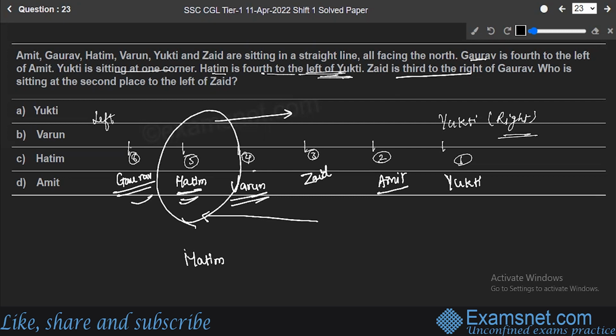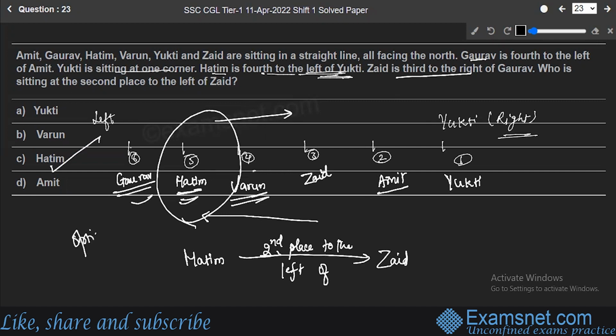Hatim is sitting second place to the left of Zaid, right? So he is our correct answer, option C. Hope you are clear with this question.